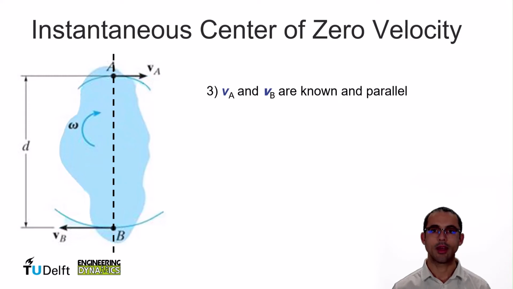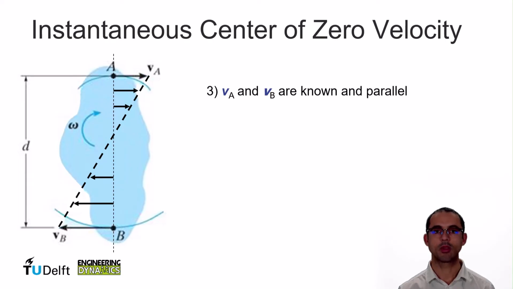We know that the IC must be perpendicular to the two velocity vectors simultaneously, because the rigid body is rotating about the IC. So we know that the IC will be located somewhere along this dashed line. However, how to determine its exact location?